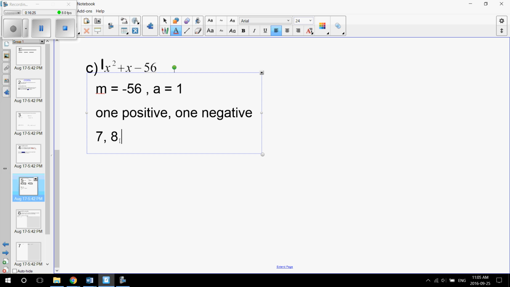We look at our two numbers. To make our add value positive 1, it means the bigger number has to be positive. So because 8's the bigger number, that means that the 7 has to be the negative, so that when we do negative 7 plus 8, we get a positive 1.